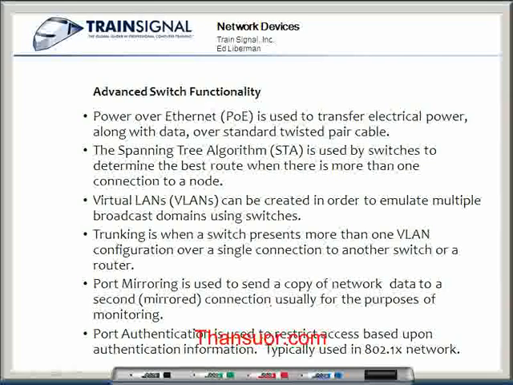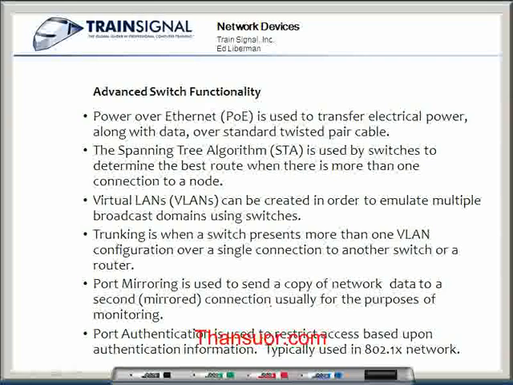Now, trunking is something that a switch will do when it needs to present the configuration of more than one VLAN, more than one virtual LAN, over a single connection to another switch or router. Okay, so it's trunking. You might have heard of a trunk line before. It's like trunking it into one line.